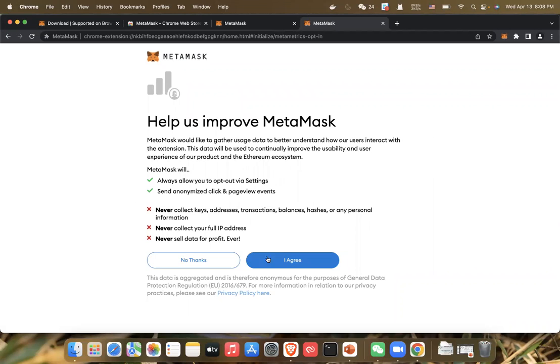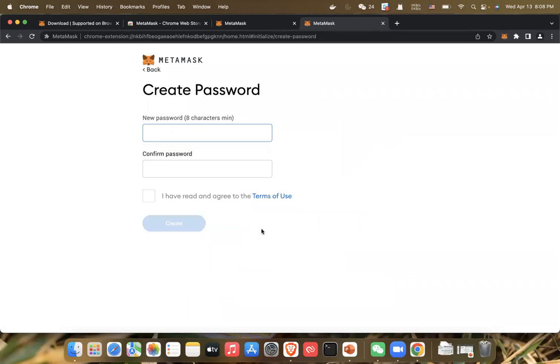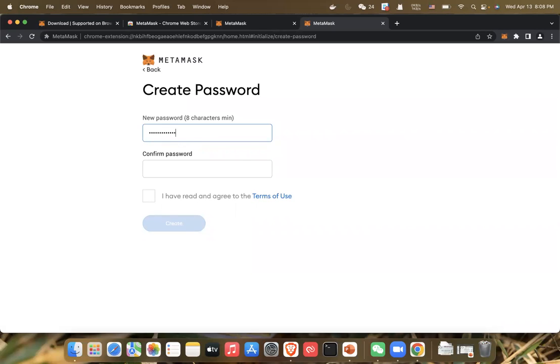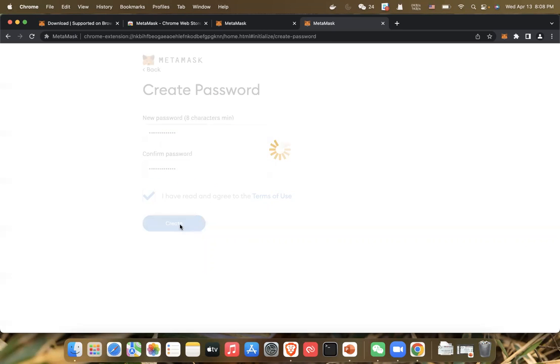They're going to ask, do you want to help improve MetaMask with some diagnostics? I trust them. You don't have to. You can exclude yourself, but I'm going to go ahead and click I agree. It's now asking for a password. This password is going to be prompted every time you launch a browser to ensure that nobody else who happens to use your computer is going to accidentally take your tokens. And if I could actually type today, that'd be great. There we go. And the terms of use. I'm sure you've all read them. Create.